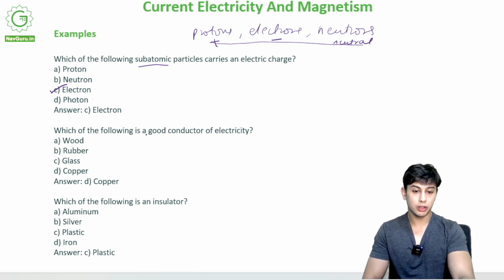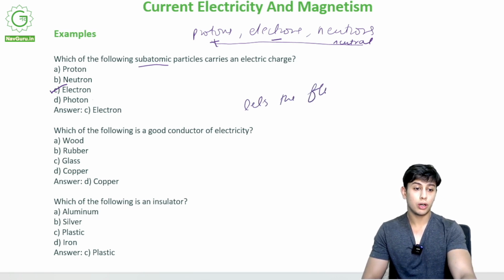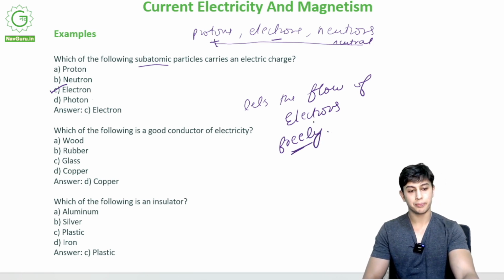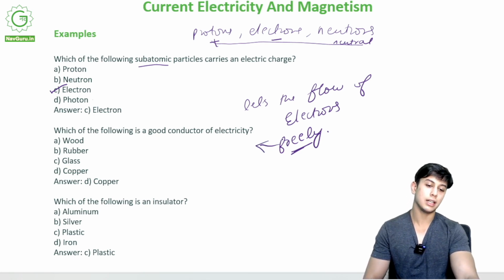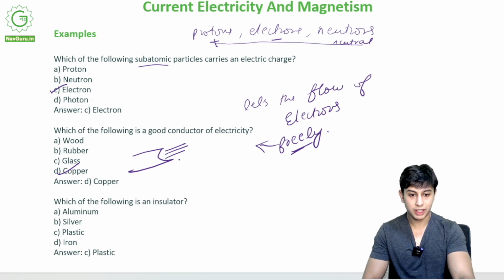Which of the following is a good conductor of electricity? What constitutes a good conductor of electricity? It lets electrons flow, and they move freely. So a good conductor lets electrons flow freely, and so here it is copper. Remember copper wires? These are wires. This is plastic or rubber. Copper wires.